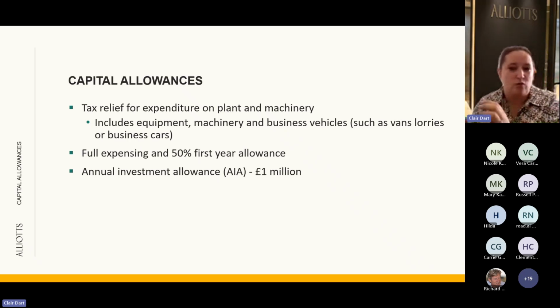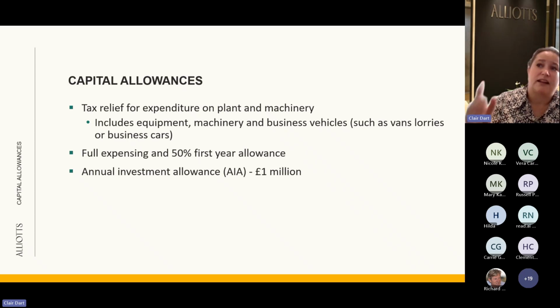The special rate pool generally splits off costs that get a slower level of relief. So they'll get a small amount of relief each year for the life of the asset. So that's things like integral features in your building that will last for a long time. We've also recently introduced a new incentive to get companies to spend money on plant and machinery in the UK, which is called full expensing. Full expensing essentially gives 100% tax relief for main pool expenses, or 50% where these would otherwise be special rate pool items.